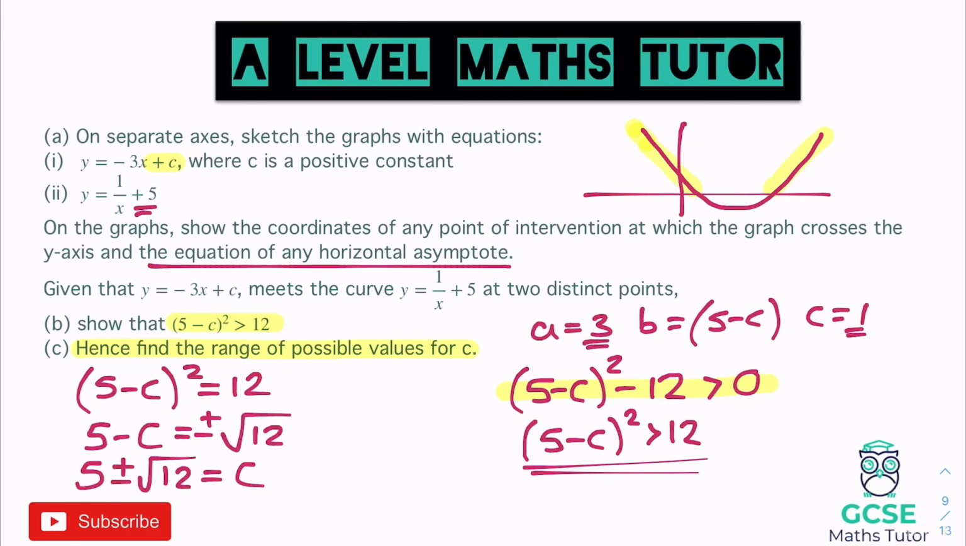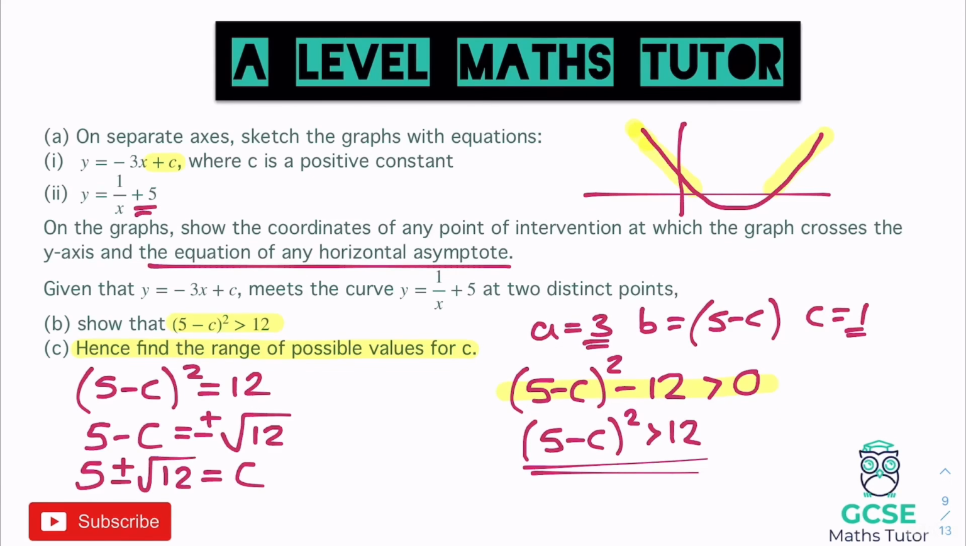We have c is going to equal 5 plus root 12, and c is also going to equal 5 minus root 12. And you don't need to worry about simplifying those, although you can if you want. You can write root 12 as 2 root 3, as it's root 4 times root 3. We can actually simplify it if we want, but we don't need to. It doesn't say anything about having to simplify our answers.